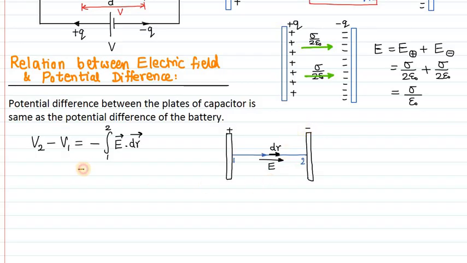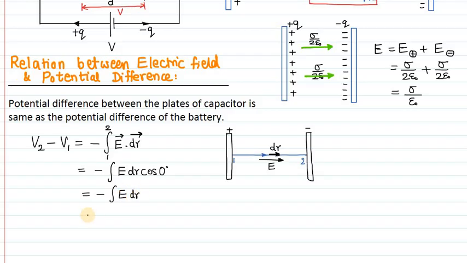So first of all, on the right side, this dot product E dot dr will be written as E into dr into cos theta, since A dot B is AB cos theta. So E dot dr will become E dr into cos 0 degrees, because the angle between the E vector and the dr vector is 0. And cos 0 is equal to 1. So this will be equal to E into dr.